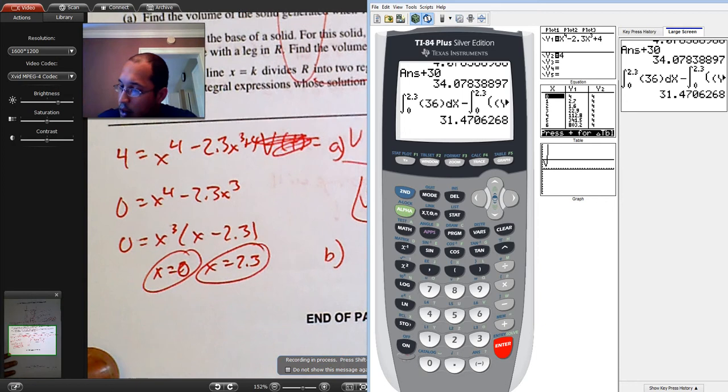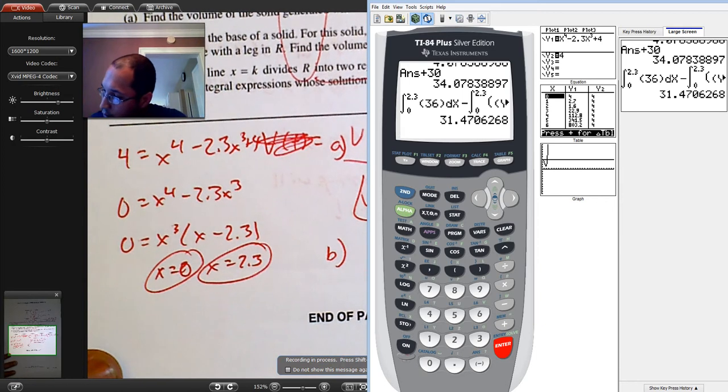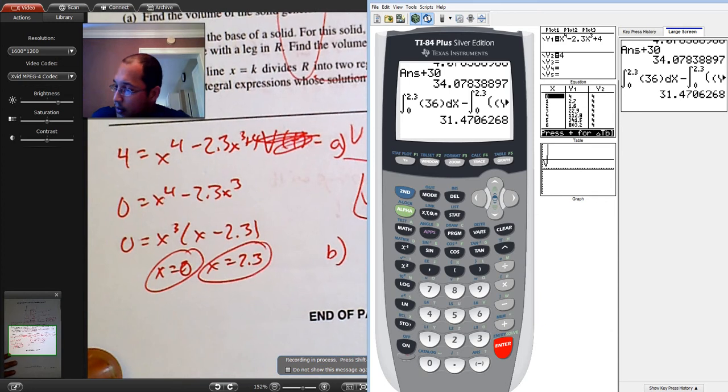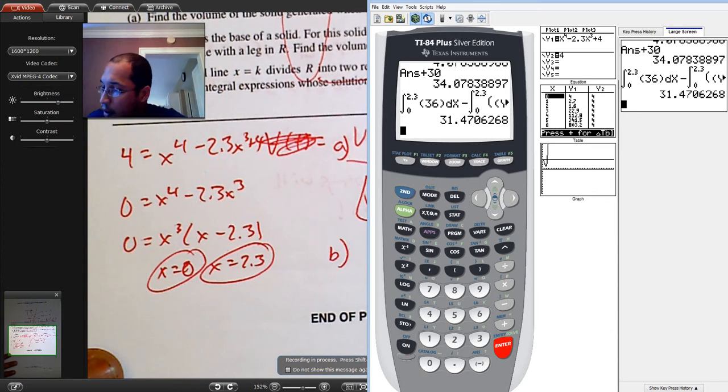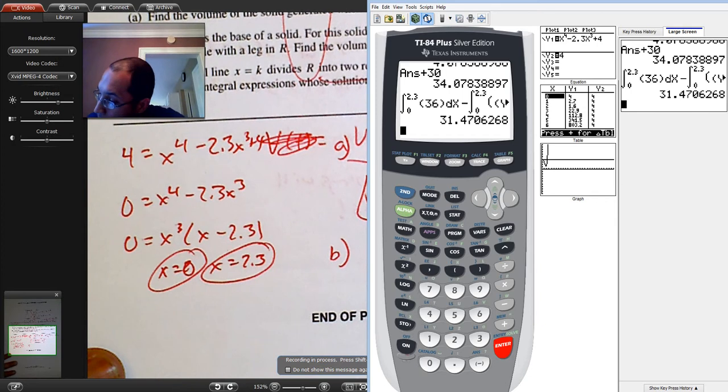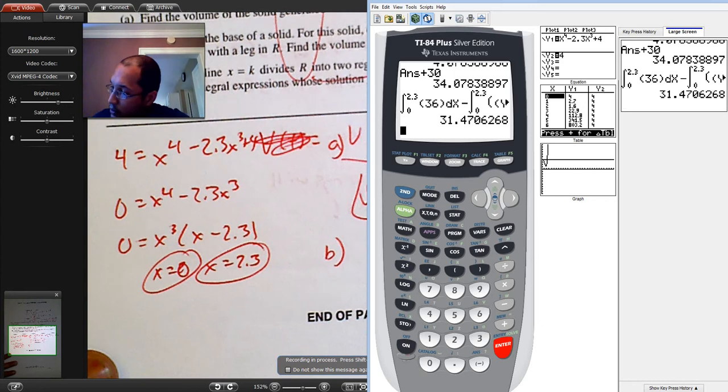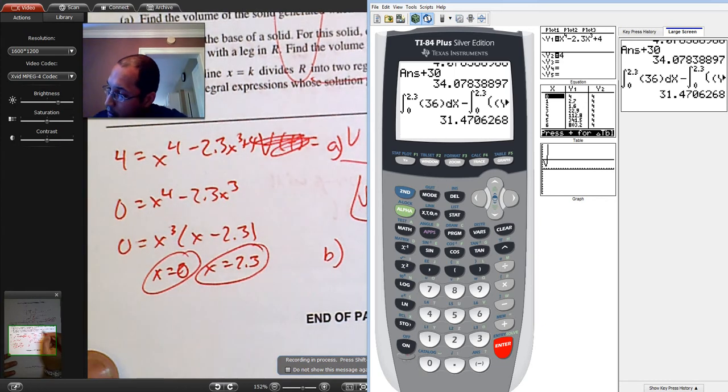The region R is the base of a solid. For this solid, each cross-section perpendicular to the x-axis is an isosceles right triangle with a leg in R. Okay, so I'll go over this. Find the volume of this solid. So each cross-section perpendicular to the x-axis is an isosceles right triangle with a leg in R.